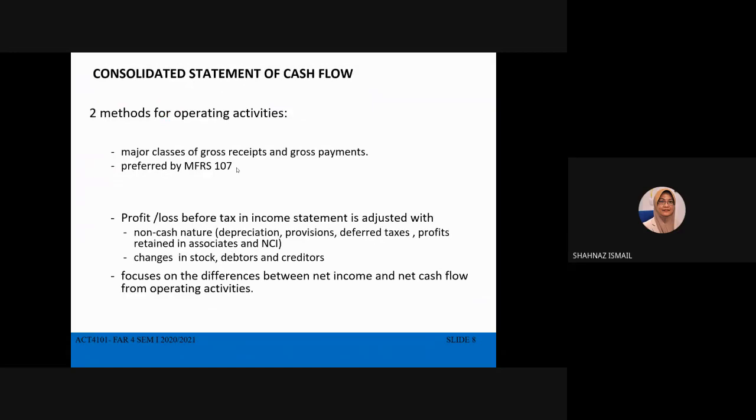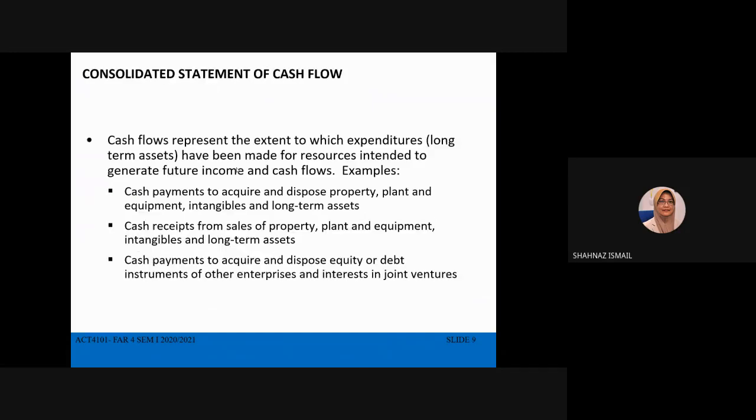So there are two methods to prepare the cash flow for operating activities. Okay, one is called direct method. So for direct method, the major classes of gross receipts and gross payments, and this is preferred by MFRS 107. The second method is indirect method. Profit or loss before tax in income statement is adjusted with the non-cash nature and also the changes in stock, debtors and creditors. And then it focuses on the differences between net income and net cash flow from operating activities.